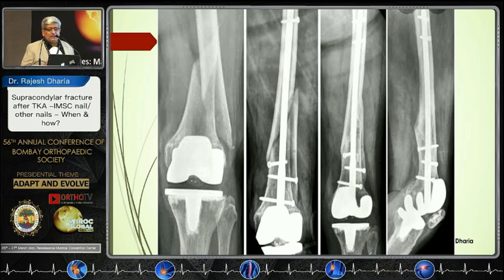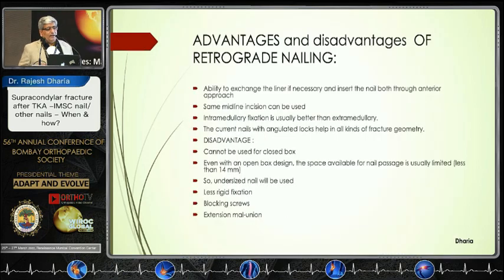Here also, as you can see, there is an extension deformity because of the posterior entry and the less curvature of the nail. So the advantage is that if you have to exchange the liner, you can do it through the same anterior approach from where you are introducing the nail. The same midline incision can be used. Intramedullary fixation is always better than extramedullary. The current nail with angulated locks helps with all kinds of fracture geometry.